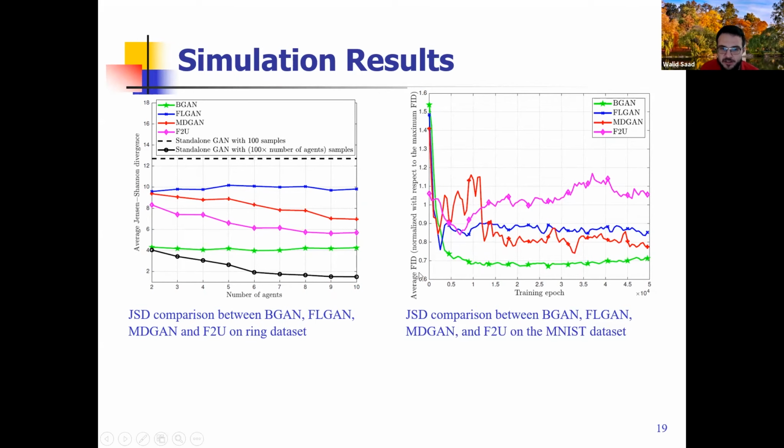We can also compare the FID as another metric. We can see that, again, BGAN is better in this case. And this is on the MNIST database. This is on the ring data set. But you can do all these combinations. I don't show them here, and we did not run all possibilities, but you can see the same results.